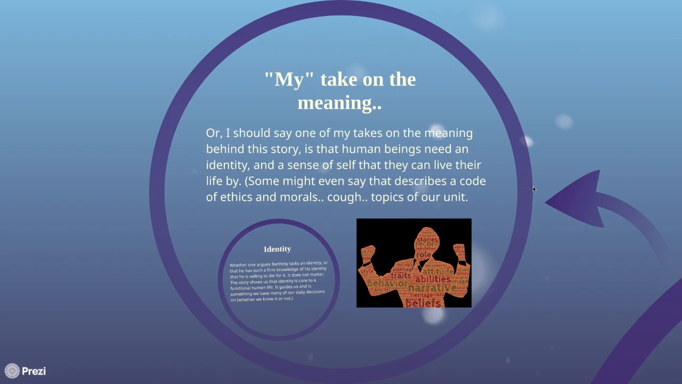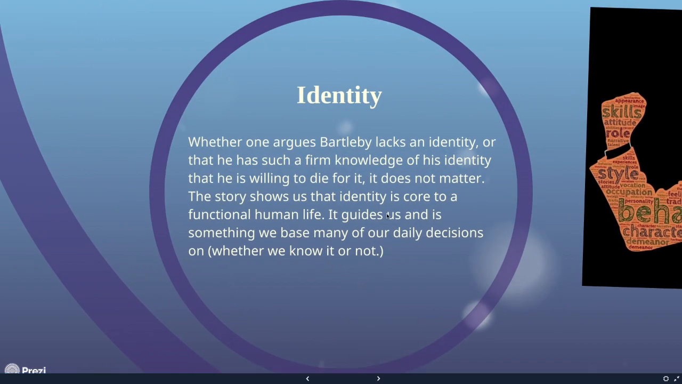And so my take on the meaning, or should I say one of my takes on the meaning behind this story, is that human beings need an identity and a sense of self that they can live their life by. Some might even say that describes a code of ethics or morals, which is one of the topics for our unit. Whether one argues Bartleby lacks an identity or that he has such a firm knowledge of his identity that he is willing to die for it doesn't matter. The story shows us that identity is the core to a functional human life. It guides us, and it is something we base many of our daily decisions on, whether we know it or not.